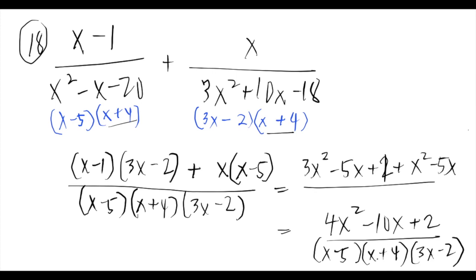Now, hindi ko na ito i-multiply yung nasa baba. But if you'll multiply it, mas madali if you just multiply itong 3x squared plus 10x minus 18 by x minus 5. Okay? Number 19.